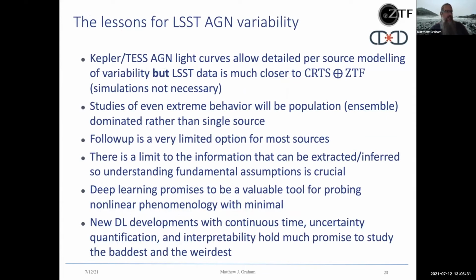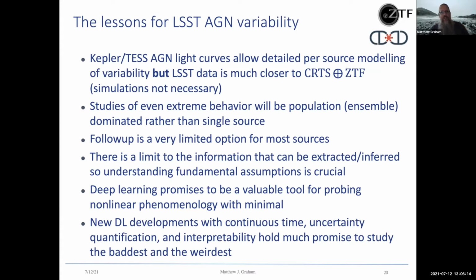So the lessons for AGN variability in the LSST era. A lot of work has been done on Kepler TESS AGN light curves, but they're very detailed and they're single source. LSST data is actually much closer to some combination of Catalina and ZTF in terms of coverage, color, cadence. In LSST, studies of extreme behavior are going to be population-based rather than single source dominated. And so we need to be able to handle large components of these in easy ways. Follow-up is also a very limited option for most of our sources. So getting the temporal modeling and the temporal analysis right is paramount.